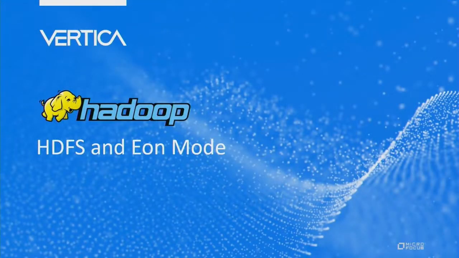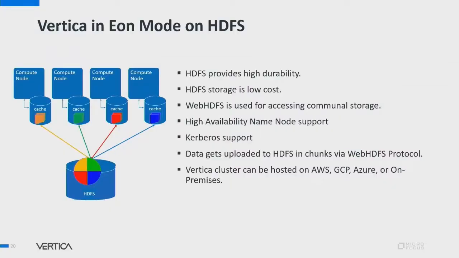Now let's take a look at Vertica Eon on HDFS. It operates the same way as Vertica on cloud or on premises. However, HDFS is used as communal storage. HDFS is a distributed file system which generally provides high durability at a low cost. Vertica has been supporting HDFS as a storage location for many years, and you can also access HDFS data in place using external tables. Vertica can be used with Hadoop distributions from major vendors, namely Hortonworks and Cloudera.